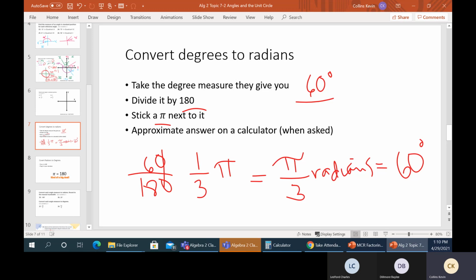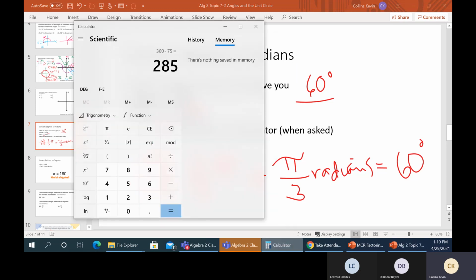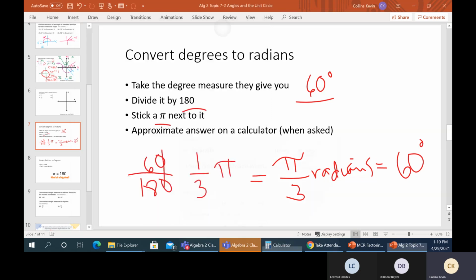So in this case, if we did it on the calculator, since we got it down to this point here, we would just say pi divided by 3. And that's 1.04 radians. Okay? That's pretty much it. So there's two ways to measure the same thing.